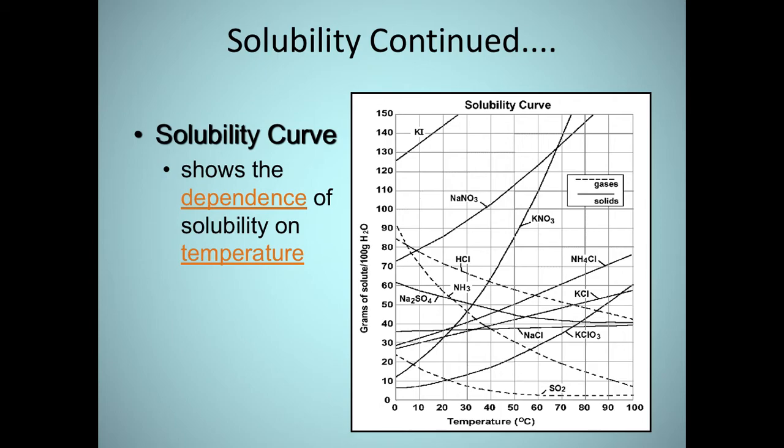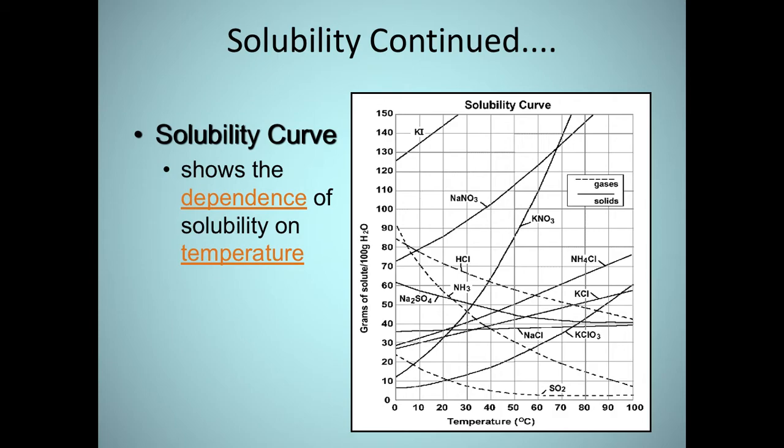Now, I mentioned before that solubility does depend on temperature, and we can use what is known as a solubility curve to show the dependence of solubility on temperature. This is something you're probably going to see down the road as we continue this unit, but you can see that there are different types of gases and solids, and the curve shows the amount of solute that can be dissolved at a particular temperature.